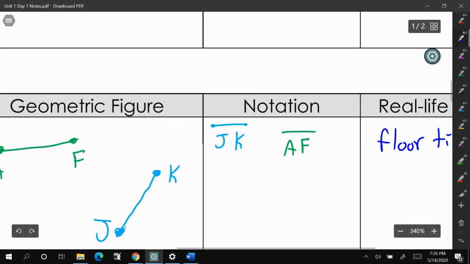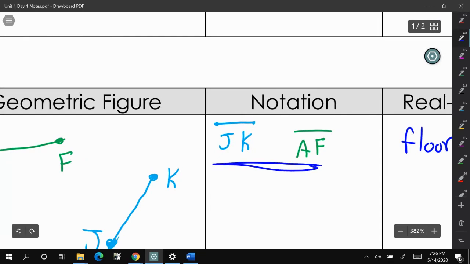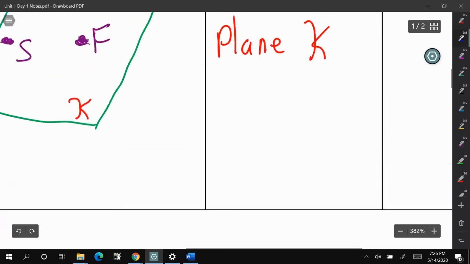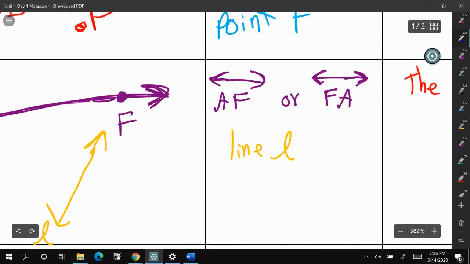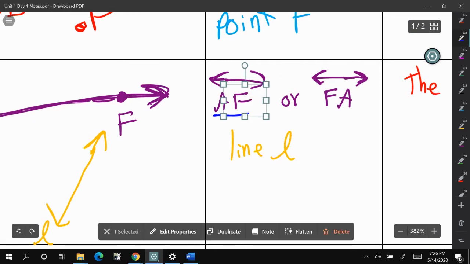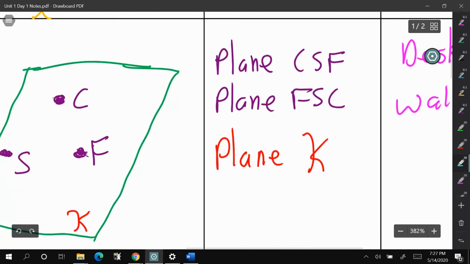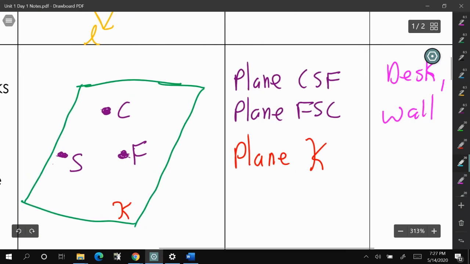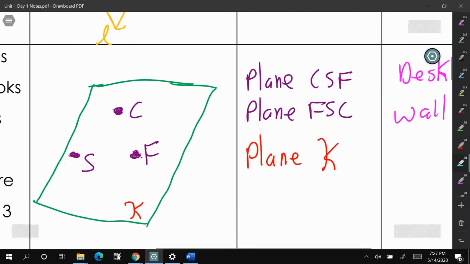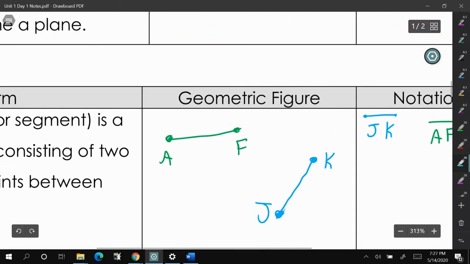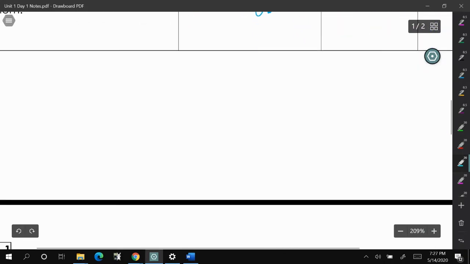You will need to be able to know that down here we're talking about line segments, and that's how we write them. But up here we're talking about lines, and the way we know that we're talking about lines is because of what we see up above. That's how we know we're talking about lines and not line segments. And same thing with planes. So it is very important that you are able to differentiate between these terms.